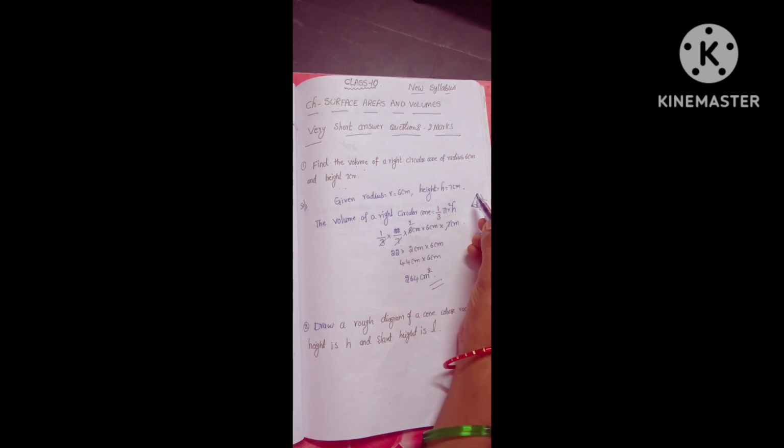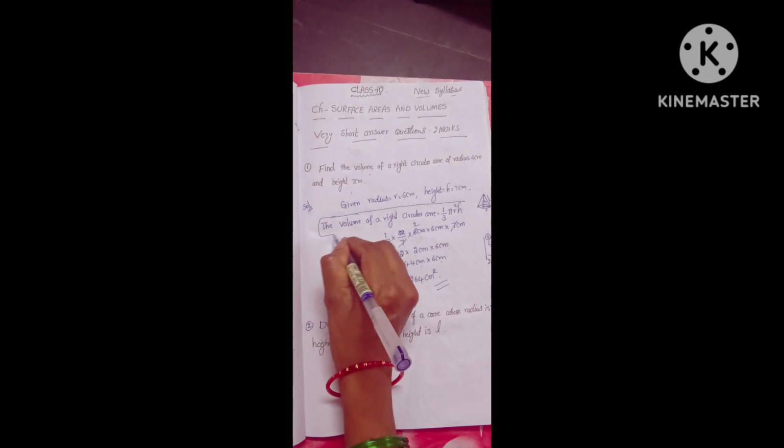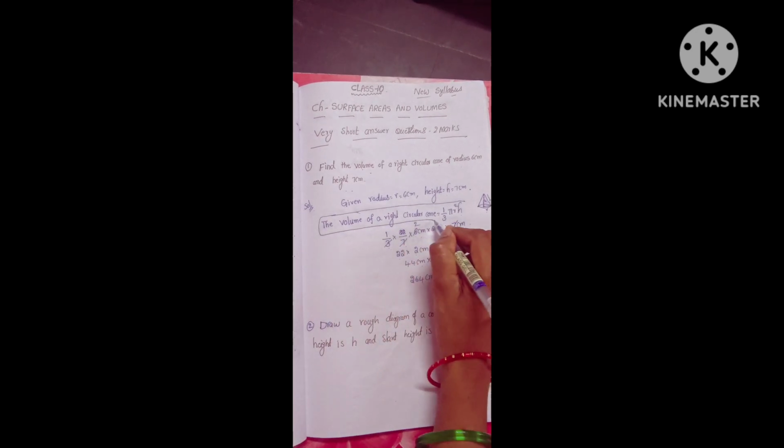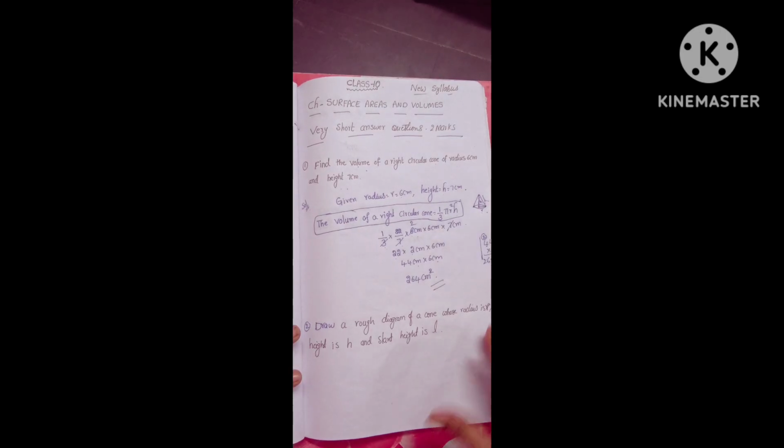Clear everybody? So just what you did, you write the formula of a cone, the volume of a cone formula. Simply substitute the given values and you can find the answer. Clear? One more time you have to revise this formula. The volume of a right circular cone formula is 1 by 3 pi r square h. You can read it 3-4 times, easily you will remember the formula. The volume of a right circular cone formula is 1 by 3 pi r square h. Okay. Next, come to the next one.